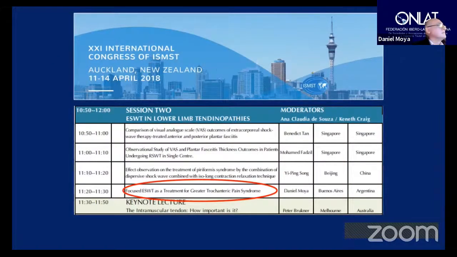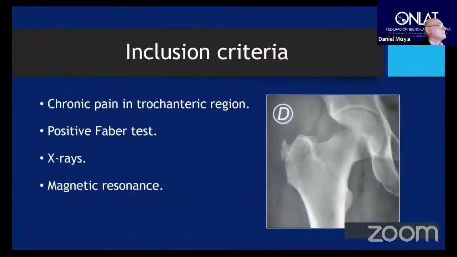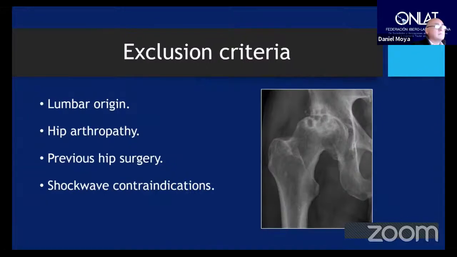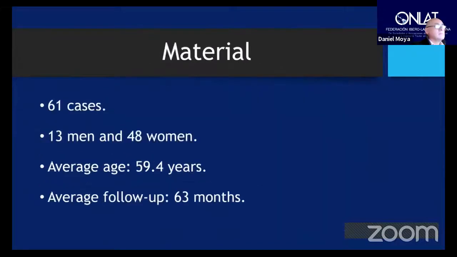In 2018, we presented our results in the International Congress of Shockwave Therapy in New Zealand. We included patients with chronic pain in the trochanteric region, more than 6 months of symptoms, and a positive Faber test. We also took x-rays and studied the patients by MRIs. We excluded patients where the pain originated in the lumbar area or with hip arthropathy, previous hip surgery, and of course those with shockwave contraindications. We finally got 61 cases, 13 men, 48 women, with an average age of almost 60 years old and an average follow-up of 63 months.